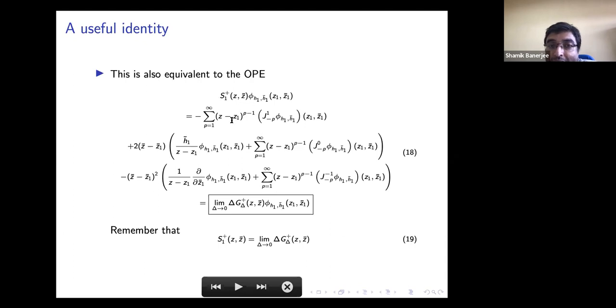So this S1 plus ZZ bar is a soft operator, and this phi is a hard primary, and I can compute the OPE in this way. So I can write down the OPE like this. Okay, so that is equation 18.